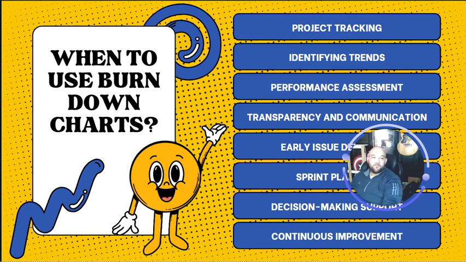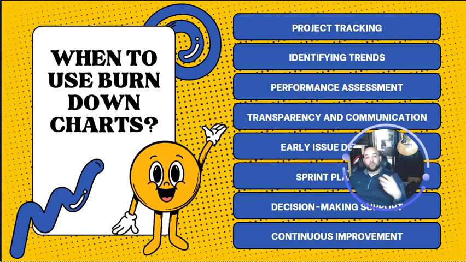For performance assessment, we can evaluate team performance against the expected work pace. We can pinpoint areas for improvement and optimization. When we talk about the next topic, which is transparency and communication, we can ensure transparency by sharing real-time data with our stakeholders. We can facilitate communication on project status, fostering collaboration.